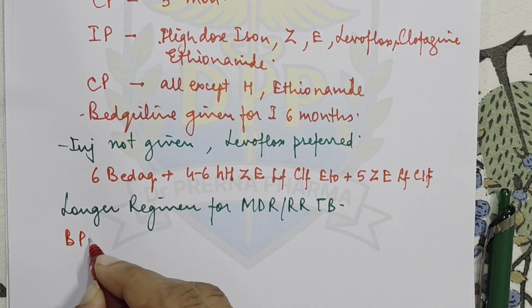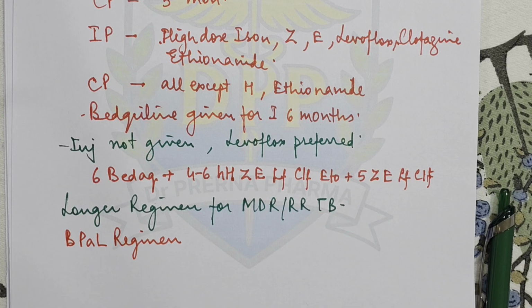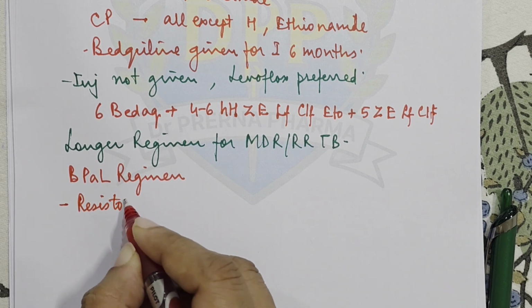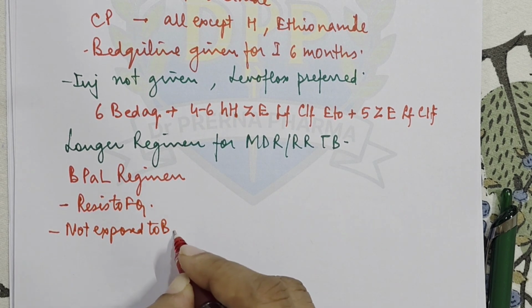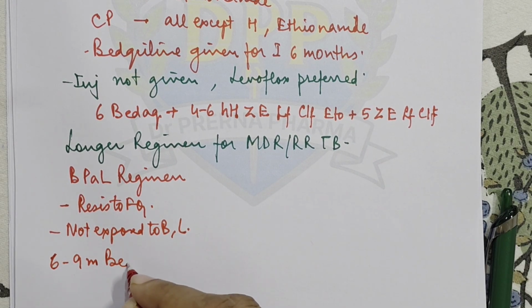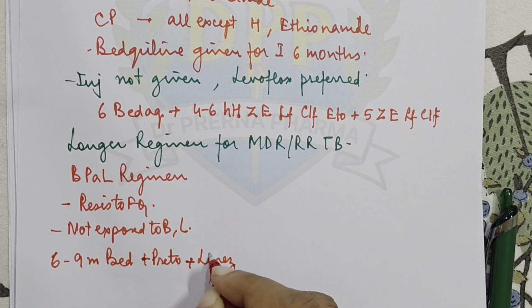First is the BPAL regimen. That is, bedaquiline, pretomanid and linezolid, the newer drugs. Now it is recommended for patients who are resistant to fluoroquinolones, and who are not exposed to bedaquiline or linezolid. So what is this regimen? This is 6 to 9 months of bedaquiline plus pretomanid plus linezolid. This is the BPAL regimen.